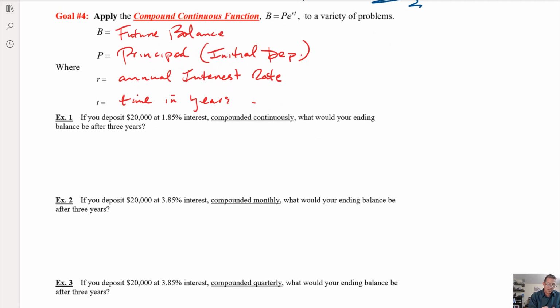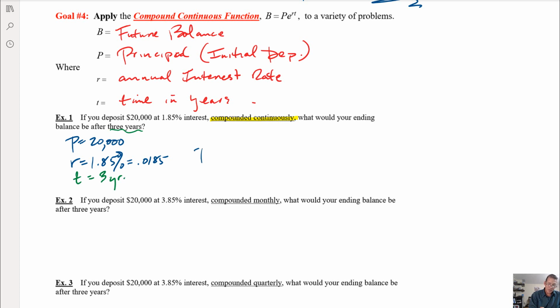Our first one here, if you deposit $20,000, there's your principal. So P is 28,000, or excuse me, 20,000. So $20,000. R is 1.85%, and that's equal to 0.0185. And if it's compounded continuously, look at that, guys. What would you earn after 3 years? So t is 3 years. All right, so here we go.